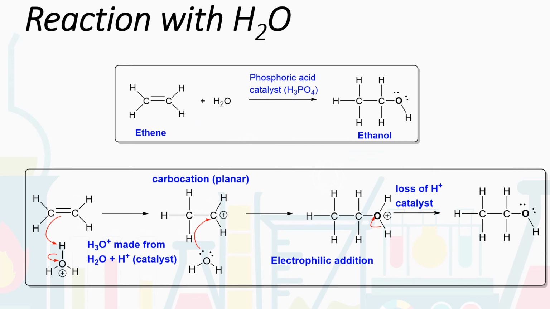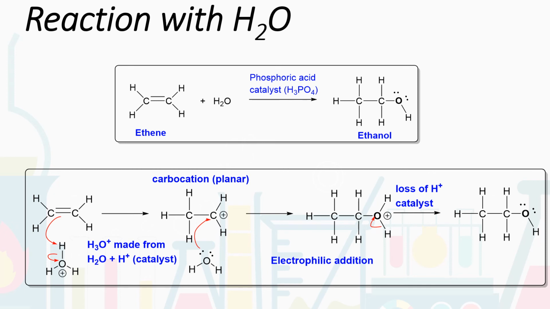Another example is to react it simply with water directly. So rather than doing that two-step route through the ethyl hydrogen sulfate molecule, we just react it straight with water. This is exactly the reaction that goes on to make ethanol from ethene. So we take our steam, we take ethene, we have a phosphoric acid catalyst, and we make ethanol. And so the mechanism is exactly the same as we've seen before.